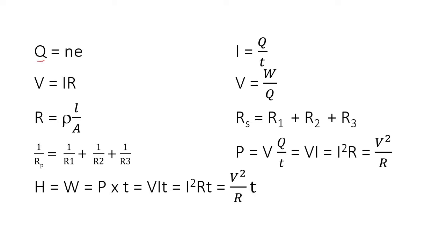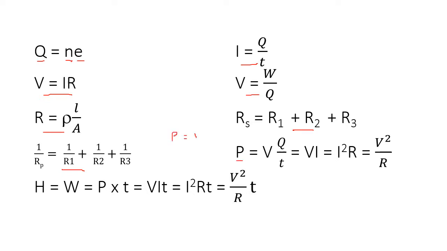Q is equal to Ne, where Q is the charge, N is the number of electrons, and e is the charge of one electron. I is equal to Q by T. V is equal to IR, which is also called Ohm's law. V is equal to W by Q. R is equal to rho L by A. This is the equivalent resistance in series, and the equivalent resistance in parallel. This is the power.